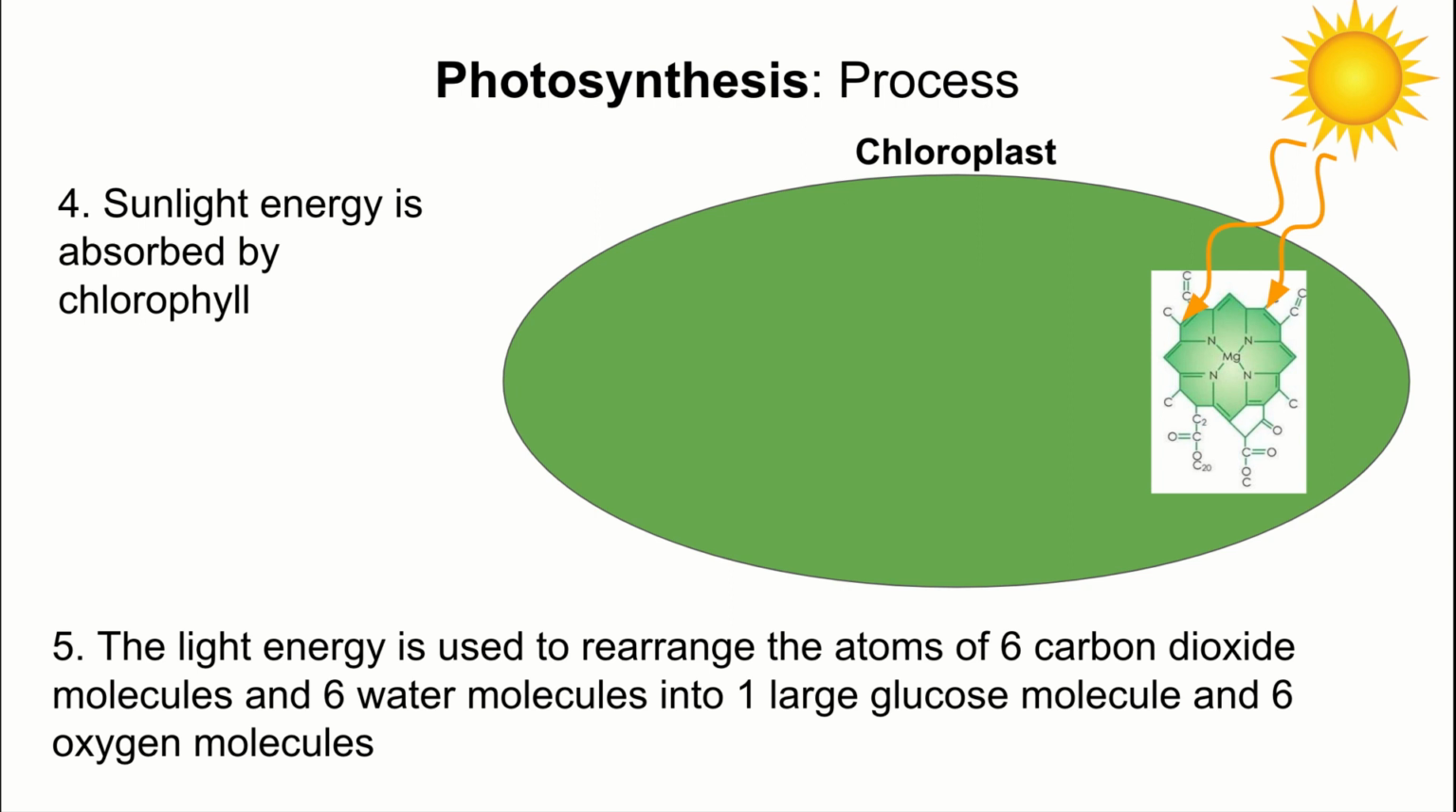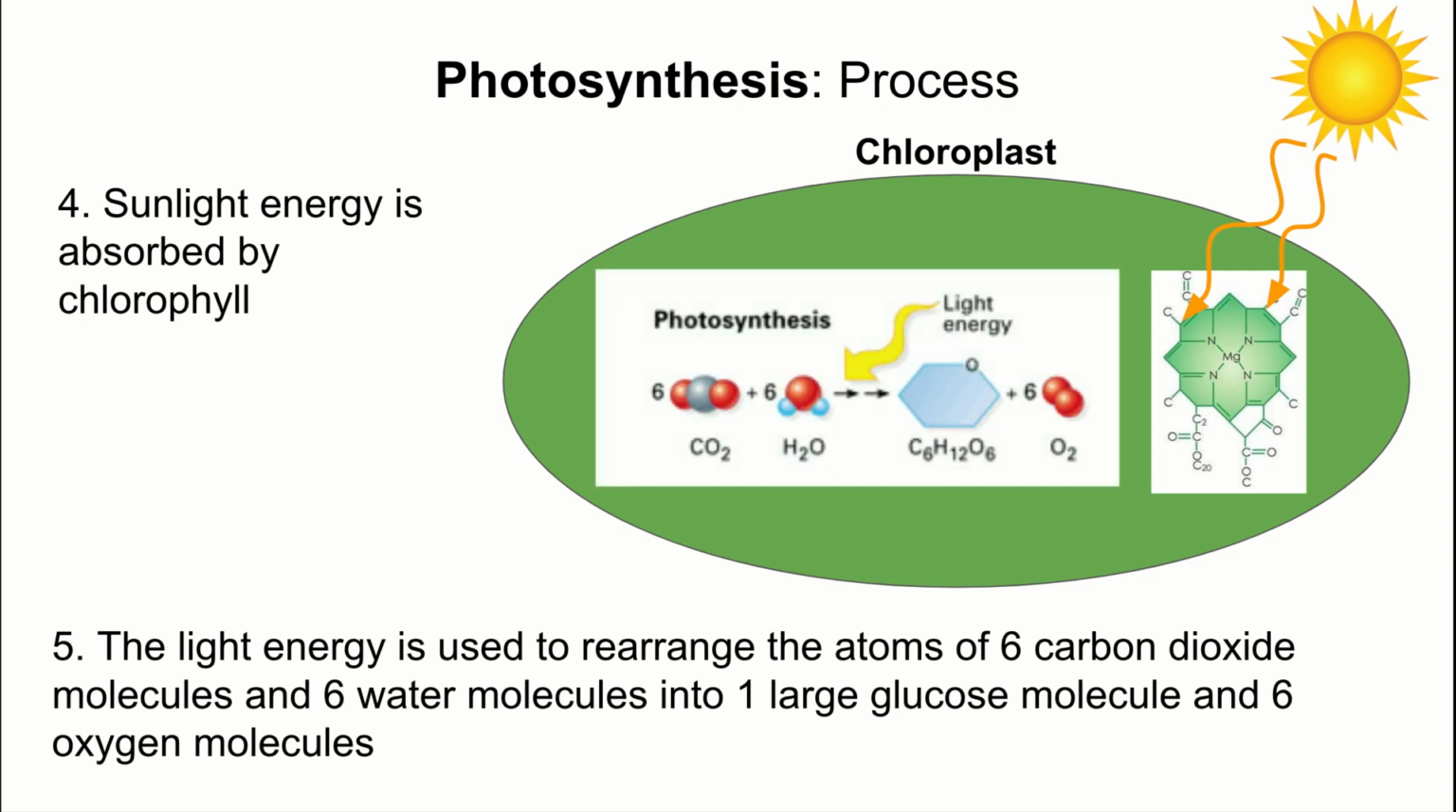And step five, this light energy is used to rearrange the atoms of 6 carbon dioxide molecules and 6 water molecules into one large glucose molecule and 6 oxygen molecules. That was the equation that we wrote out at the start. We're going to rearrange these starting molecules, reactants, into these ending molecules, the products. And now I'm going to show you exactly what that looks like.